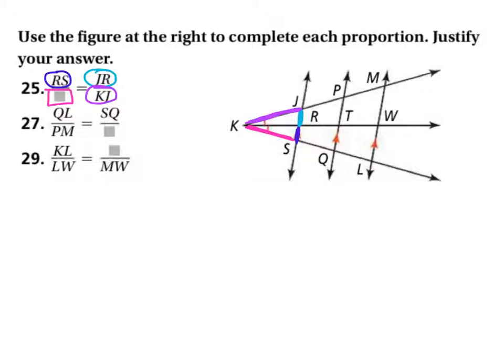And so what is that pink? That pink is KS. And so we're going to say that missing value is KS. Okay, so let me erase that and we'll do these other two.